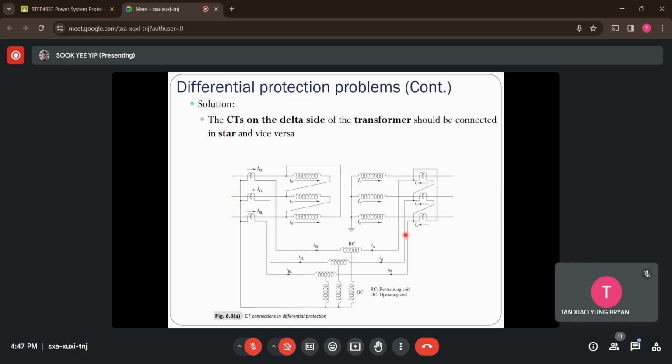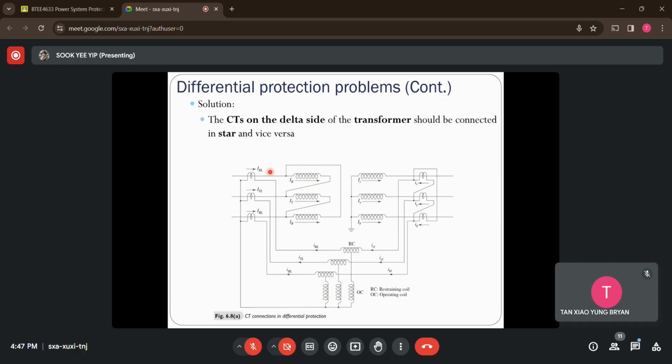So now this is the transformer. The primary side is in delta connection, the secondary side in Y connection. In order to implement the differential relay, this is the differential relay, the relay operating coil, I will need to measure the current. As this is a three-phase transformer, I will need to apply three current transformers, and at the output side as well there are another three sets of current transformers measuring the leaving current.